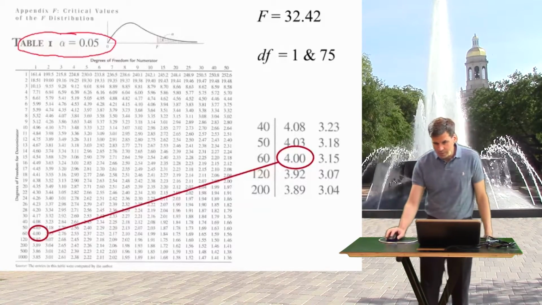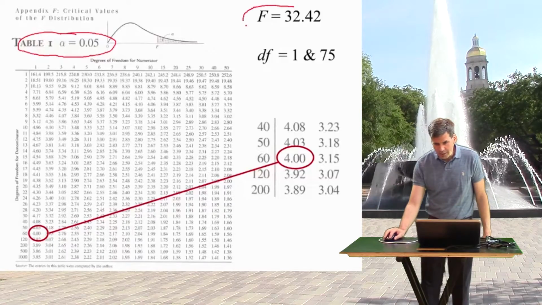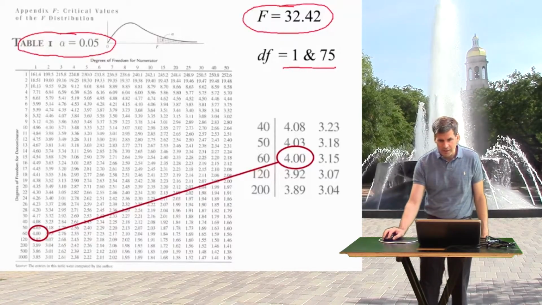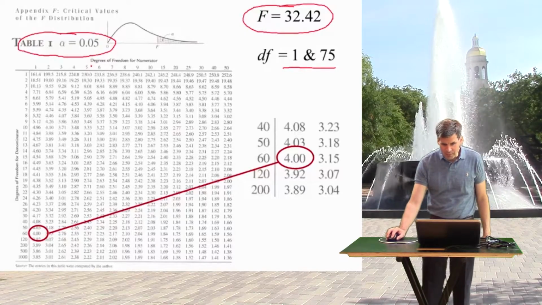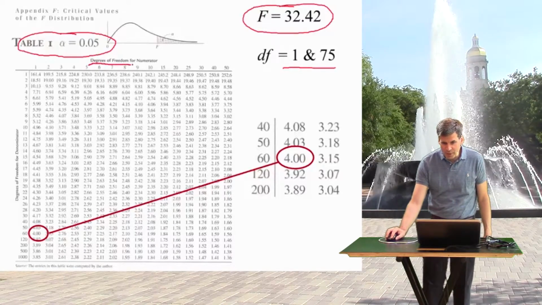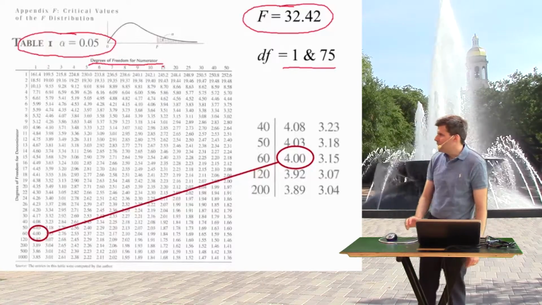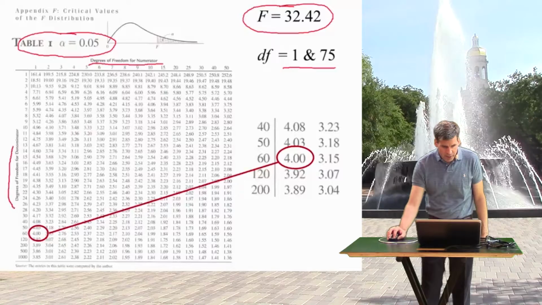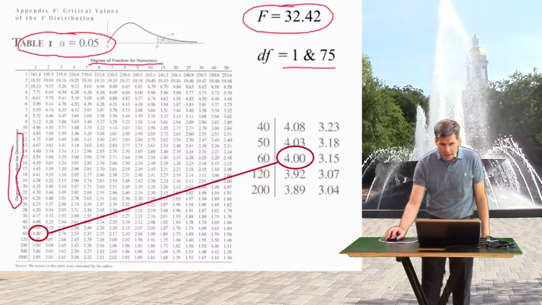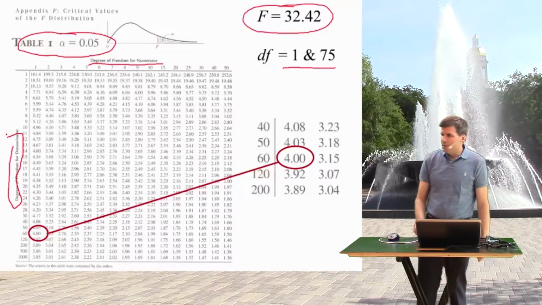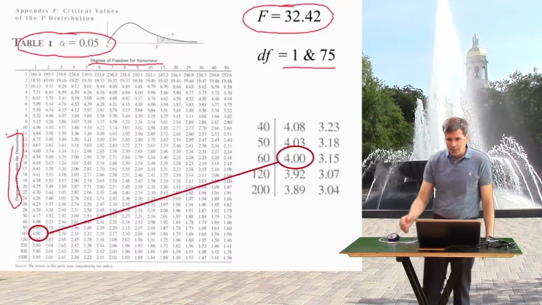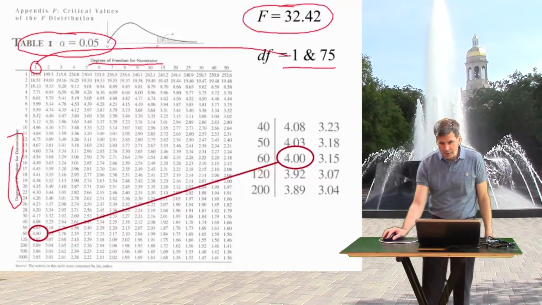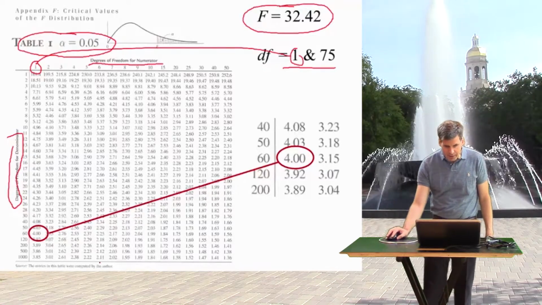So in our example, our F value was 32.42. Our degrees of freedom are 1 and 75. So I need to look up, it's maybe hard to read, this says degrees of freedom numerator. That's what it says across the top. And then along the side, this says degrees of freedom denominator. So what we want to do is find the cell that goes with 1 degree of freedom in the numerator and 75 degrees of freedom in the denominator.